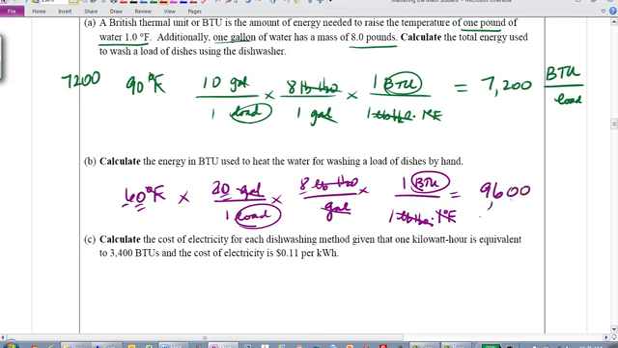I am lazy. If I can do it in my head, I'm going to do it in my head. If I have to use all my fingers and toes, I'm going to use all my fingers and toes. My last resort is to actually write something down. So I come out with 9,600 BTU per load.